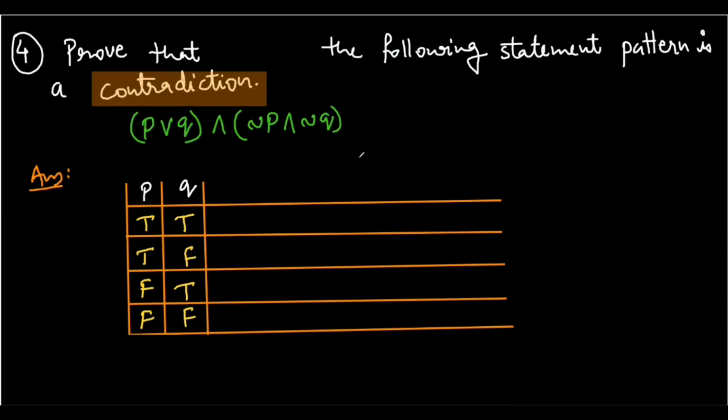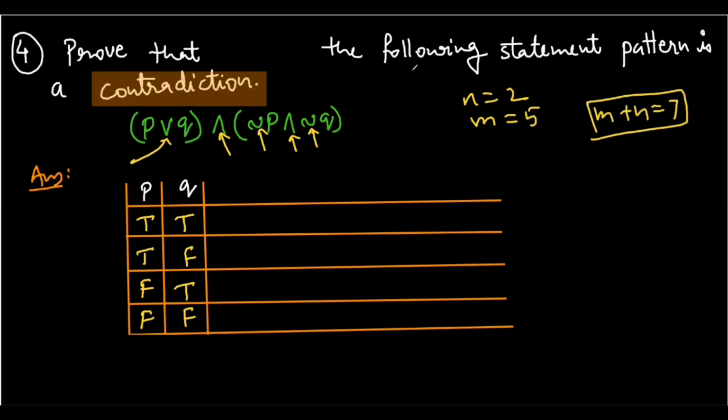Now we go for the number of columns. There are 2 ways I can go for the number of columns. In the beginning only I can know how many columns I'm going to have. So n is 2 because the number of component statements is 2, and the connectives, check how many connectives we have: 1, 2, 3, 4, and 5. So m is 5. So total m plus n, we are going to have 7 columns. So let's go for the 7 columns here.